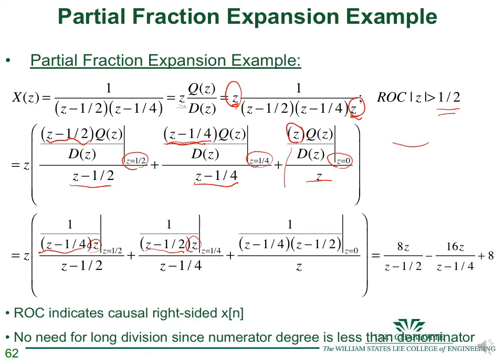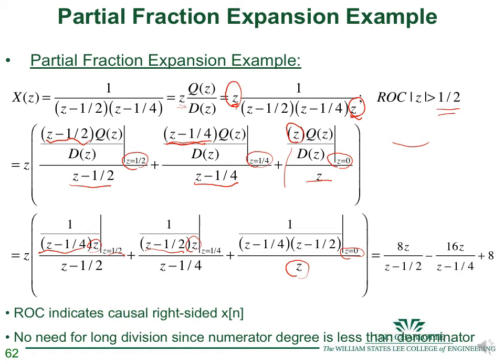And so substituting z equals 1/2 here, we get 1/2 minus 1/4, which is a quarter, over 1 over 1/2 minus 1/4, evaluated at z equals 1/2. So that gives you a value of 8 for the z equals 1/2 term.